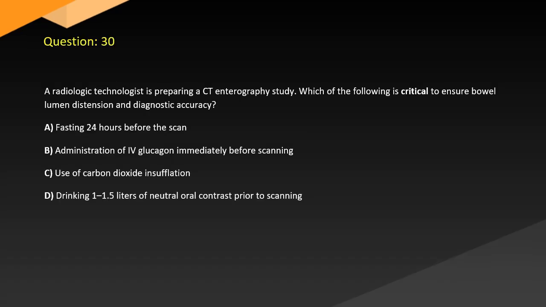Question 30. A radiologic technologist is preparing a CT enterography study. Which of the following is critical to ensure bowel lumen distension and diagnostic accuracy? A. Fasting 24 hours before the scan. B. Administration of glucagon immediately before scanning. C. Use of carbon dioxide insufflation. D. Drinking 1.5 liters of neutral or contrast agent prior to scanning.